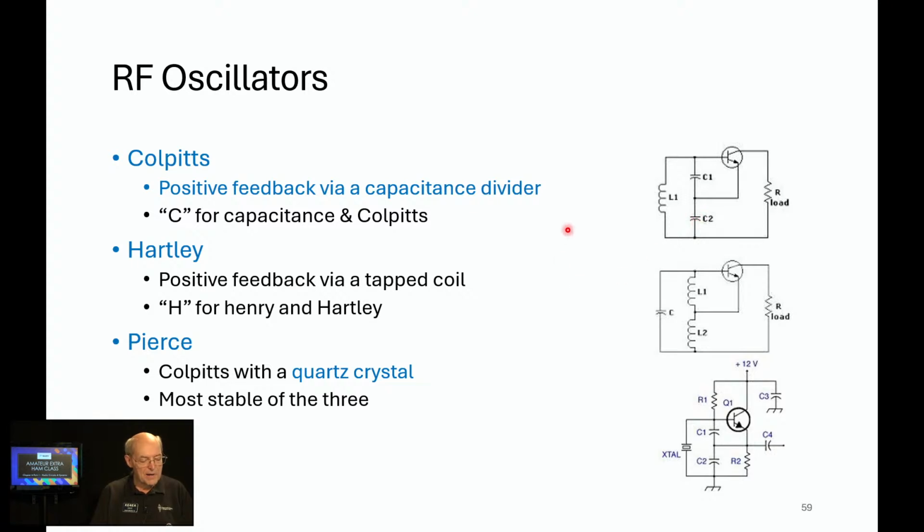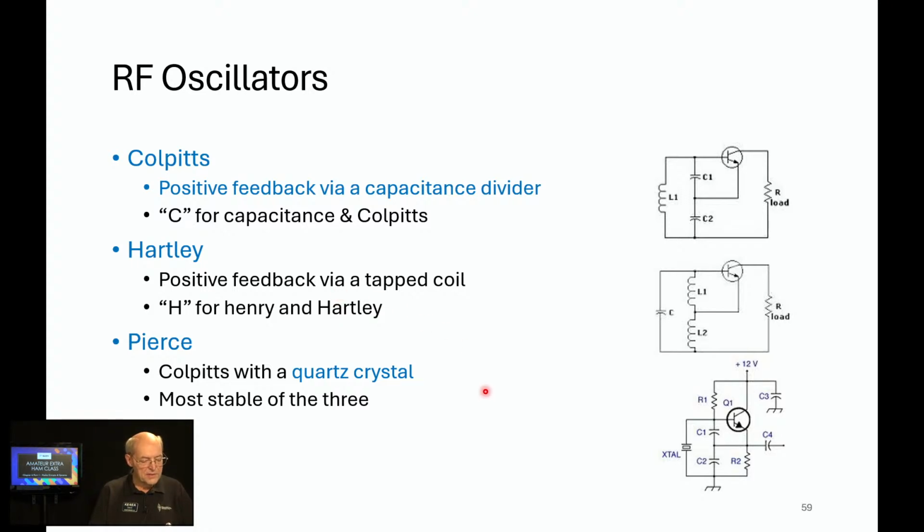So how are you going to remember that it's a capacitive divider that causes a Colpitts to work? Well, C for capacitance and C for Colpitts. So that's the way you can do it. Now Hartley, different configuration. Here we're getting feedback through an inductive divider, through a tapped coil, and H for Henry and Hartley. There isn't a pool question that asks you about the feedback mechanism for this one.